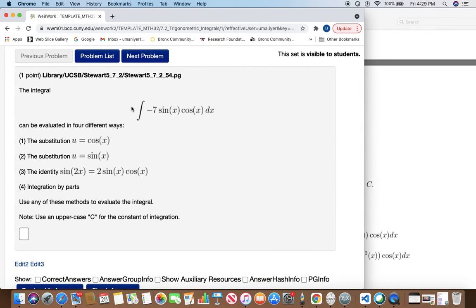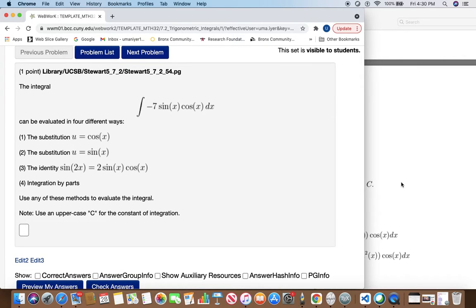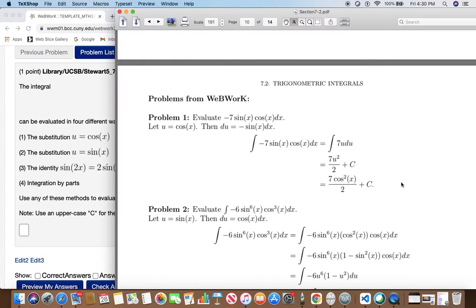The integral of negative 7 sine x cosine x dx can be evaluated in 4 different ways. You may substitute u equals cosine x, in which case du will be negative sine x dx, or u equals sine x. You could also use the sum angle formula and so on. Or you can also use integration by parts. Let's use any of these. So, evaluate the integral of negative 7 sine x cosine x dx.